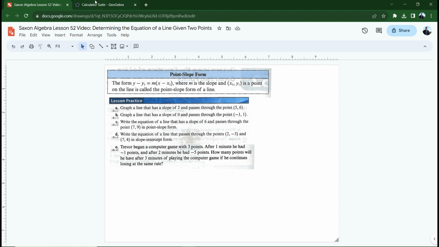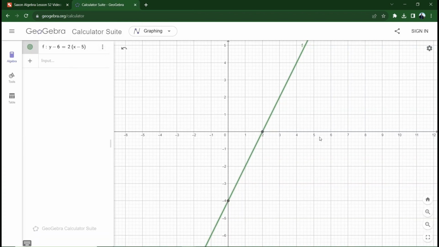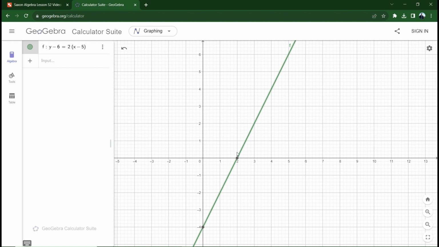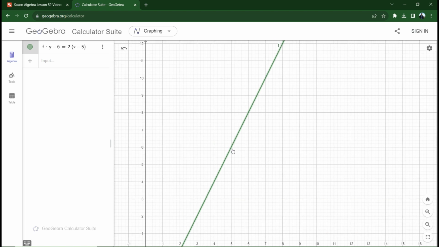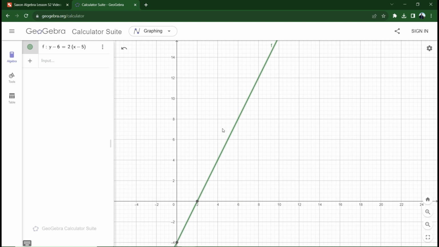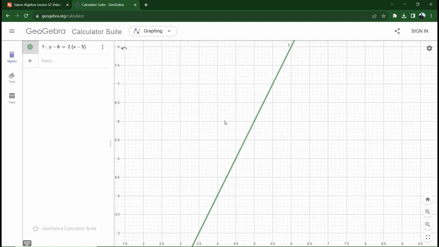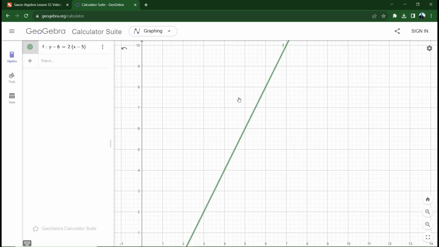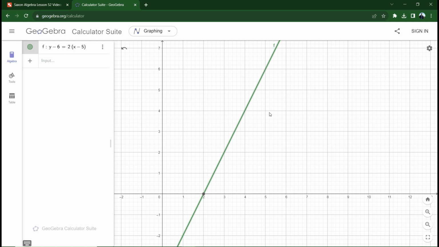I've actually got this already plotted into GeoGebra though. Notice that the point 5, 6 is on this graph. And then from there, it goes up 2 over 1, up 2 over 1. Or I could start at 5, 6 and go down to left 1. Okay, so that's how I would plot this if I were doing it on graph paper. But I want to show you what I did to graph this.